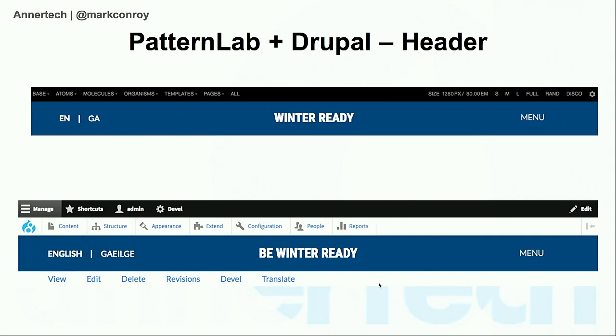So we got that language switcher there, we got the logo then in the middle, and we've got the menu on the right-hand side. And on the Drupal implementation, the client decided that we don't want EN and GA, we want the words English and Gaeilge for accessibility reasons. So they can change that, no problem, and the design doesn't break. You don't get that kind of flexibility when you're working with something like Drupal.